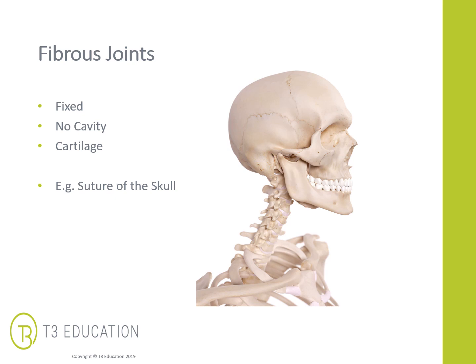So fibrous joints are defined as being fixed with no movement. There's no synovial cavity, and it's where bone to bone is joined by thin layers of cartilage. It results in a very rigid union with little to no movement of the bones, except during the growth phases as the bones grow together. And as we discussed, these sutures in the skull are a good example of a fibrous joint.